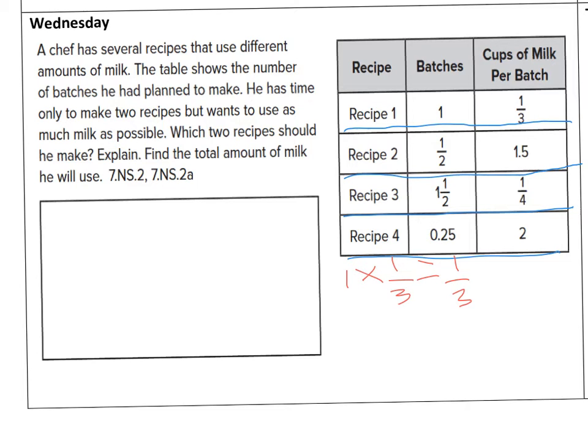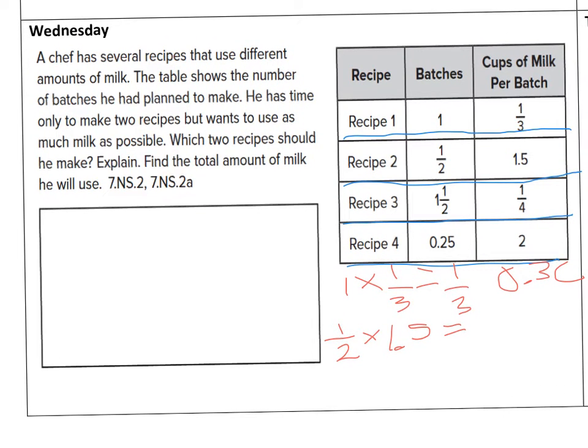So we would create an equation of 1/3 or 0.3 cups, and that's for the total amount of milk that he would end up finding. But we don't know if it's the greatest. So the next one, we go 1/2 times 1.5, and we end up with 0.75. And that would be multiplying the amount of cups.